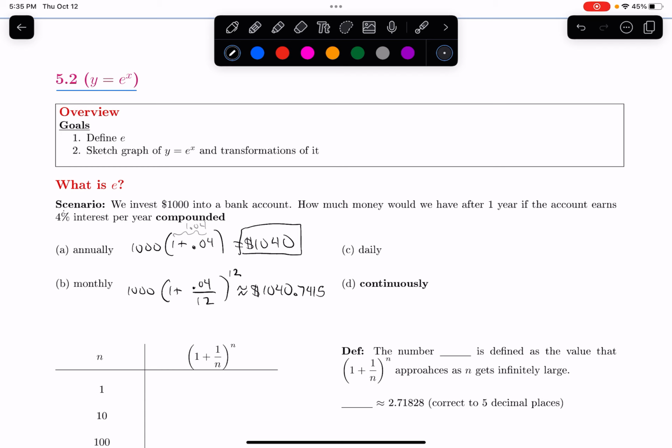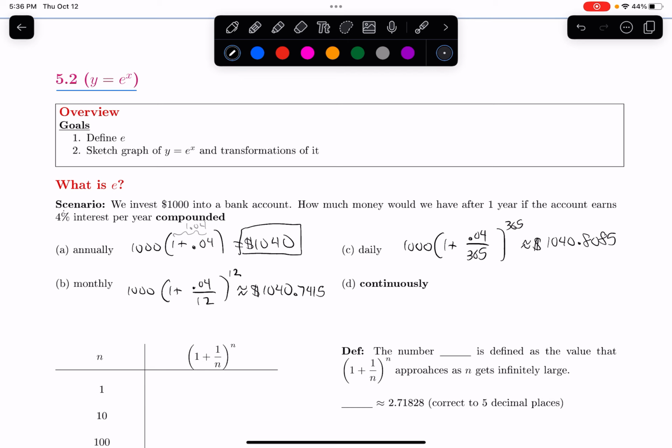Part C, what about if I compound my interest daily? Let's assume it's 365 days in our year, so it's not a leap year. It's going to be similar. I'll get 1,000, my starting amount, times 1 plus. This time I take my interest rate, 0.04, and divide it into 365 pieces. And my exponent is going to be 365, because I'm going to get the interest every single day, 365 times. Working that out with a calculator, it's about 1,040.8085. So a bit more.